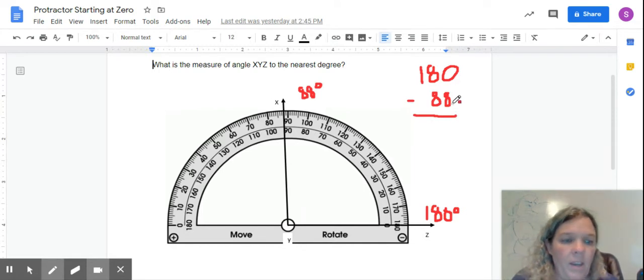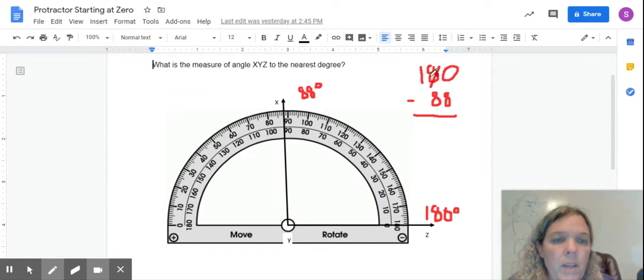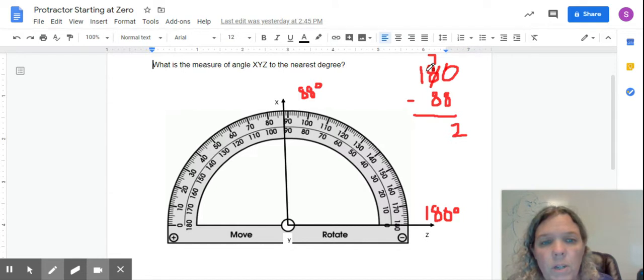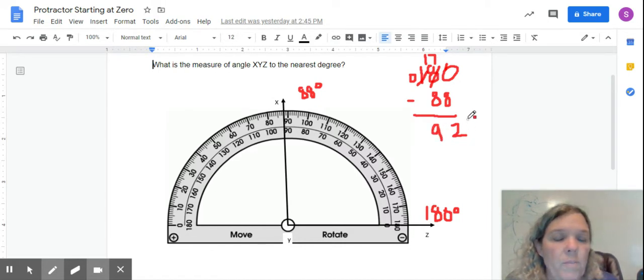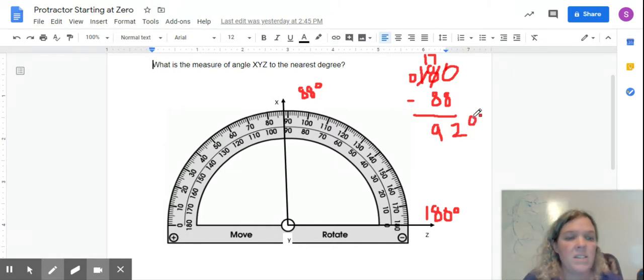0 can't take away 8 because there's more on the floor. We're going to have to go next door. The 8 becomes 7. The 0 becomes 10. 10 minus 8 is 2. 7 can't take away 8 because there's more on the floor. We go next door. The 1 becomes a 0. And the 7 becomes 17. 17 minus 8 is 9. So the measure of angle XYZ is 92 degrees using the outside scale.